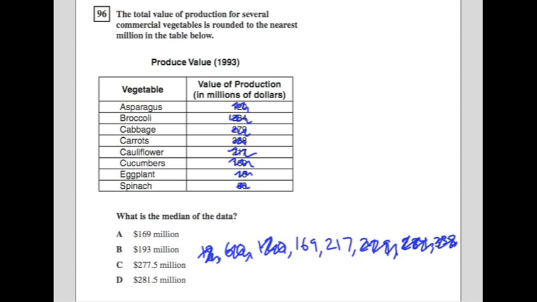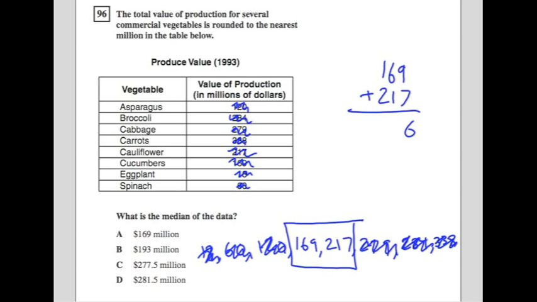Okay, now I have a little bit of a problem. I have 2 numbers in the middle. There is no true middle here. So if you remember, if you have an even amount of numbers, you're going to end up with 2 numbers in the middle. The way you find the median here is you go ahead and add them both together and then divide by 2. So I'm going to add 169 to 217. That's going to give me 6, 8, and 3. So 386 is my answer if I add them together. Now I have to divide it by 2 because I want to find the middle number for it.